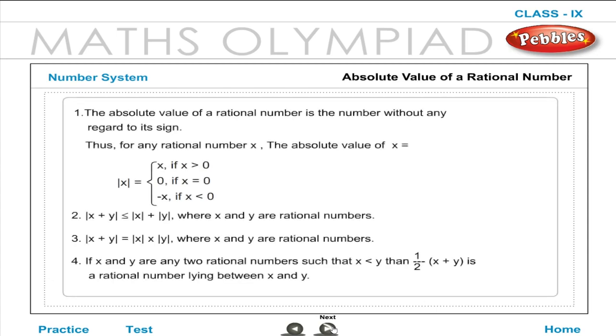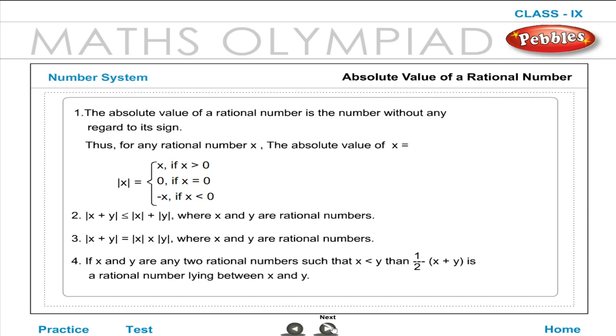Absolute value of a rational number. The absolute value of a rational number is the number without any regard to its sign. Thus, for any rational number x, the absolute value of x, mod of x, is equal to x if x is greater than 0, 0 if x is equal to 0, minus x if x is lesser than 0. The mod of x plus y is lesser than or equal to mod of x plus mod of y, where x and y are rational numbers.